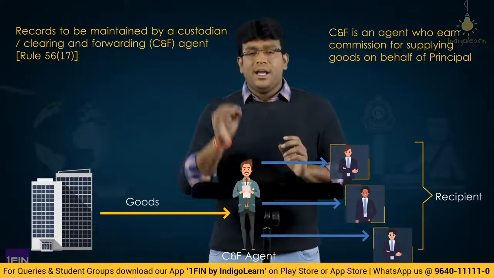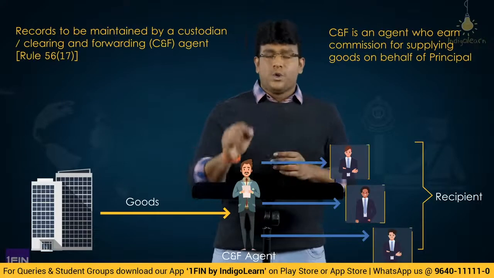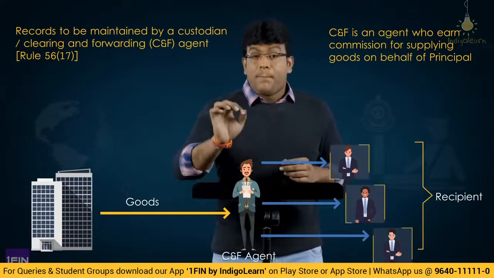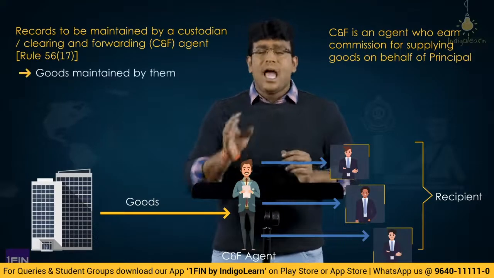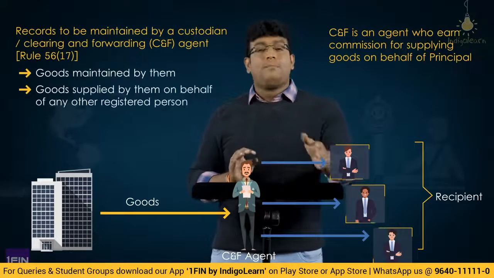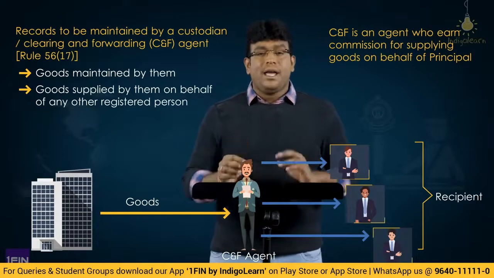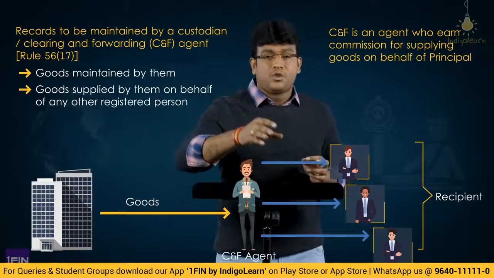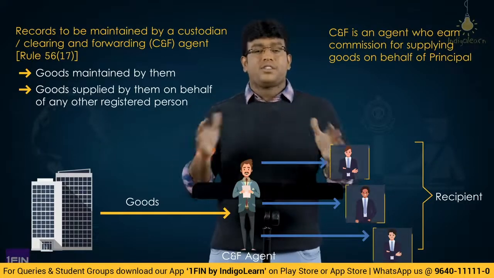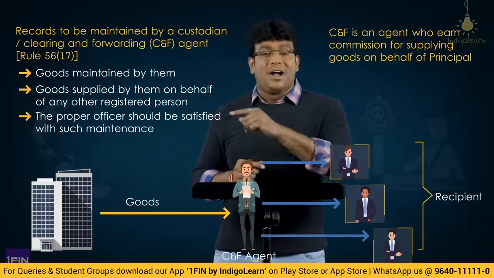Now it is important that this particular clearing and forwarding agent, also called a custodian, should ensure that they maintain proper, true and correct accounts related to the goods maintained by them and the goods supplied by them on behalf of any other registered person. And that record should be sufficient so that tomorrow when the proper officer wants to come and inspect, the proper officer should be satisfied with the maintenance of accounts and records.